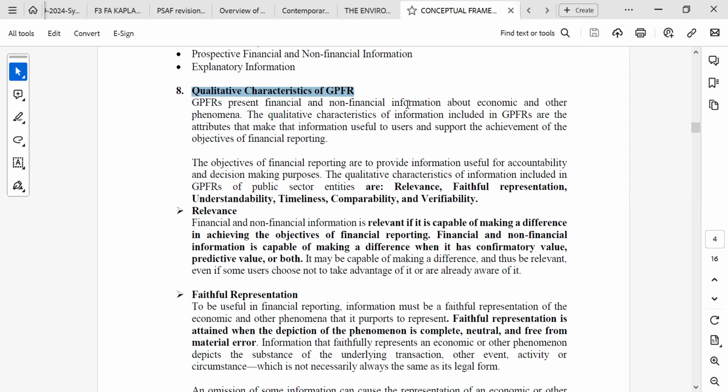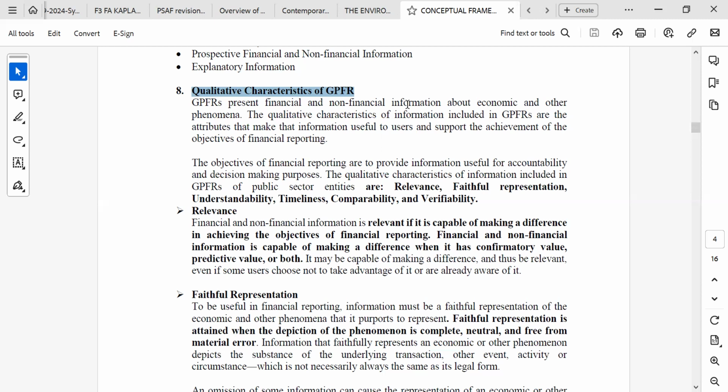Material means that it is going to affect the economic decisions that those people are going to be making. So if you are doing your calculation and you have a difference of 5 Ghana cedis, 5 Ghana cedis is not material. You can say the figure is not complete, but that incompleteness cannot affect anything because the amount involved is immaterial. Free from error means that there should not be any omission, any understatement, and nothing that is going to be classified as an error.